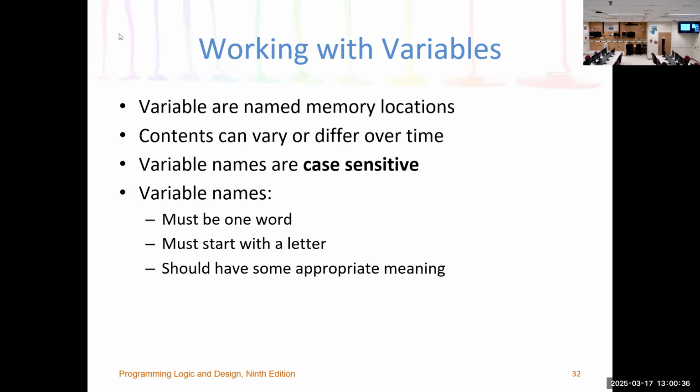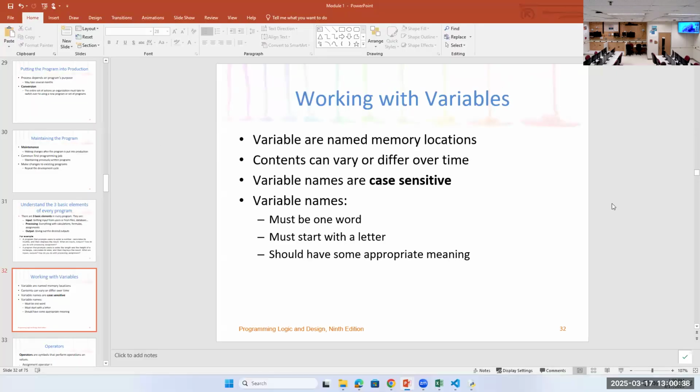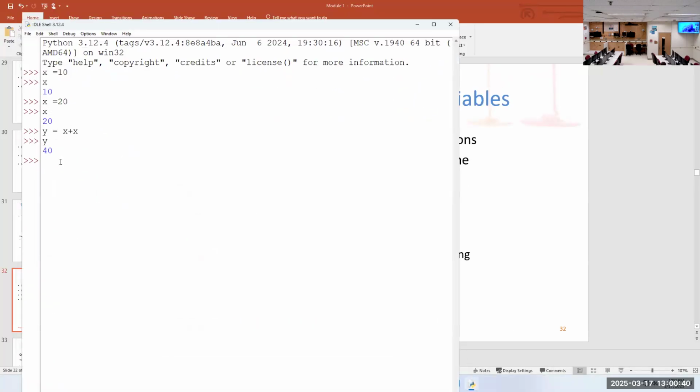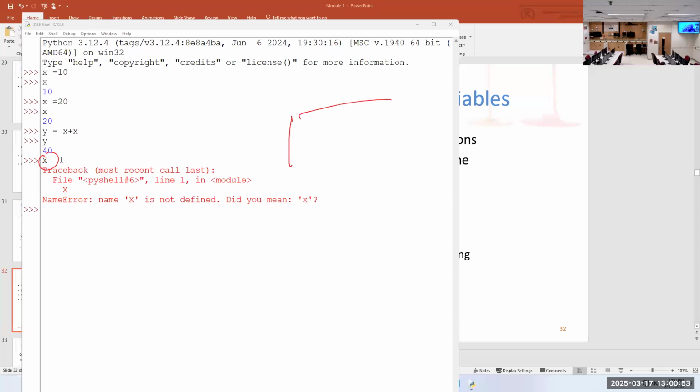Think about this example. For my program, I have x, but somehow I want to print out x and by mistake I put a capital X. You see, I have an error because the program tries to look up the memory with the capital X, but I don't have anything. That's why I have the syntax error. So remember, the variable is case sensitive. You have to pay attention when you work with programming.